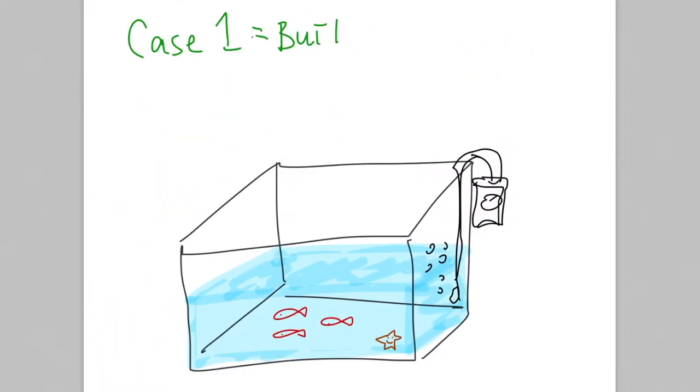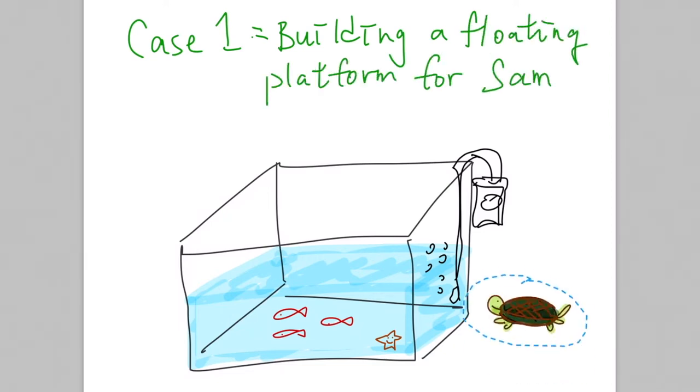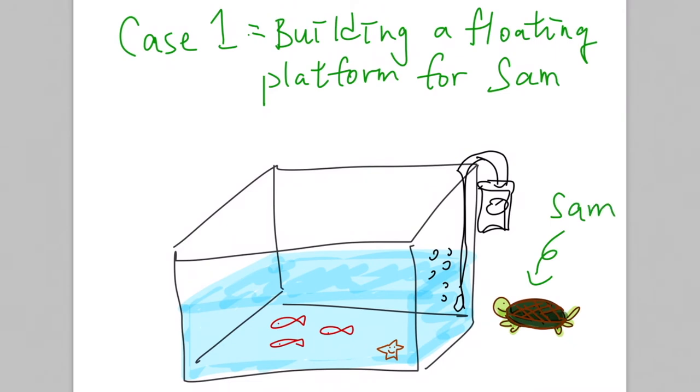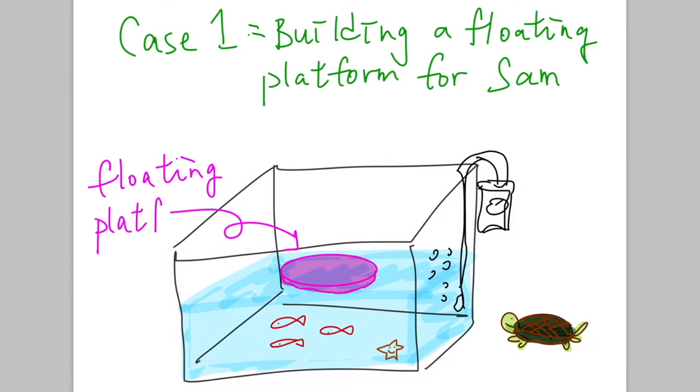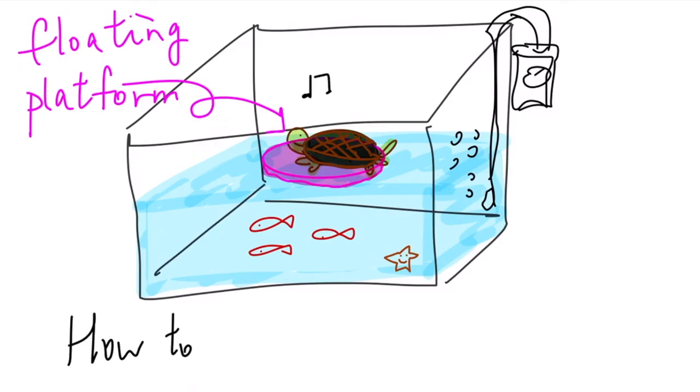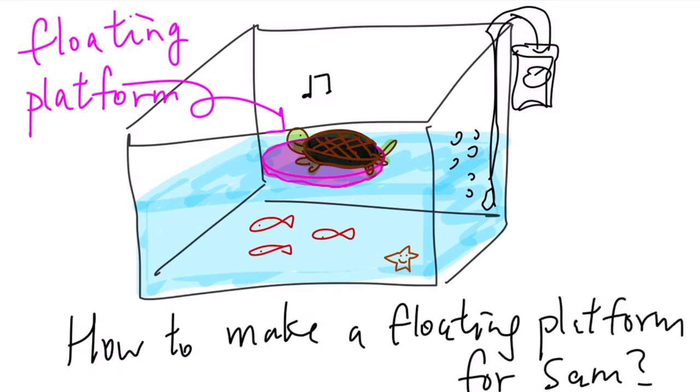Case number 1, building a floating platform for Sam. Who is Sam? Well, Sam is this little tortoise. Sam is going to live in this fish tank. However, Sam cannot swim forever. He must find a place to rest, otherwise he will die. Therefore, we need to build a floating platform so that Sam can rest on it. The problem is, how to make a floating platform for Sam?